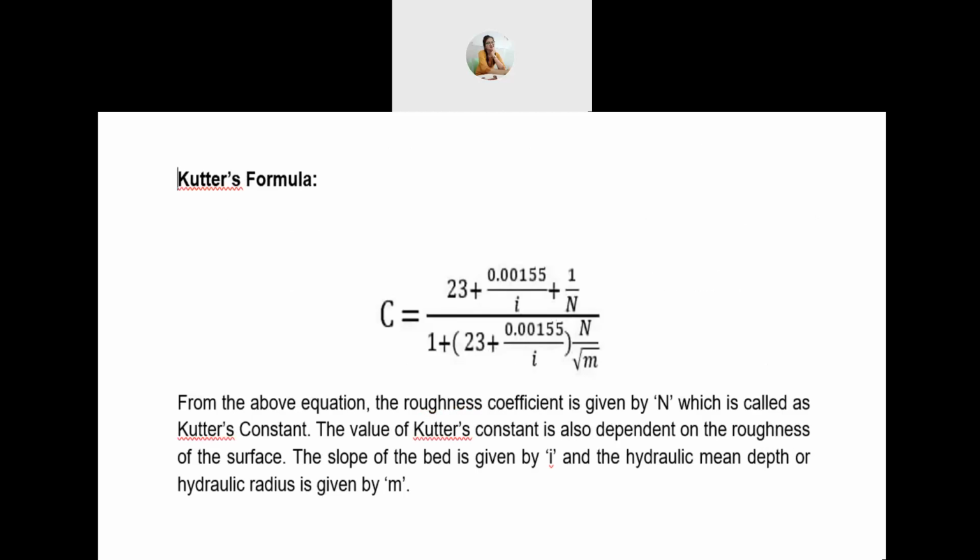So this is Kutter's formula. From the above equation, the roughness coefficient is given by capital N, which is called Kutter's constant. The value of Kutter's constant is also dependent on the roughness of the surface. The slope of the bed is given by small i, and the hydraulic mean depth or hydraulic radius is given by small m.